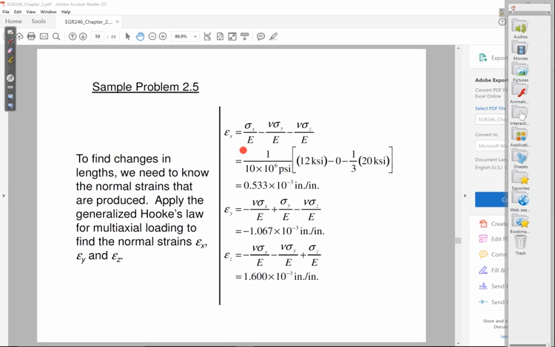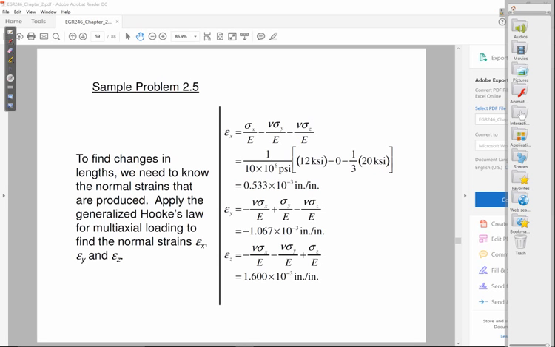So in order to find the strain in the x direction, if you look at this, you need the stress in the x direction, the stress in the y, and the stress in the z. Okay? And since you have Young's modulus in all three terms, you notice that it's just pulled out here. But then there's the stress in the x direction, 0 for stress in y, and then nu, or Poisson's ratio, okay, is negative 1/3 times stress in the z direction. So if you work that out, there's your strain in the x direction.